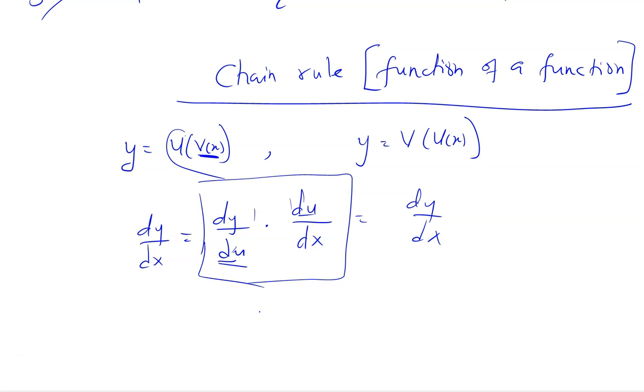Are you okay? So anytime you are given a question, always take note that the chain rule formula is given as dy on dx equal to dy over du multiplied by du over dx. Okay. So let's typically solve an example.